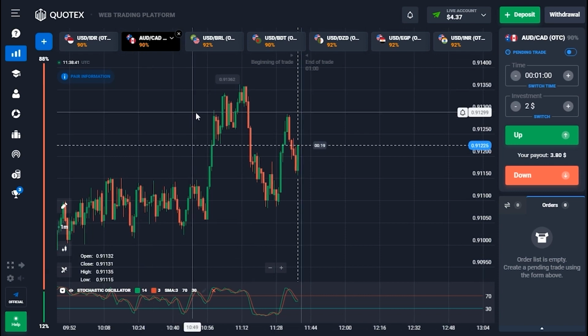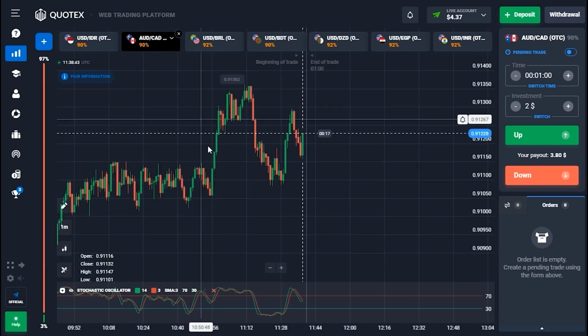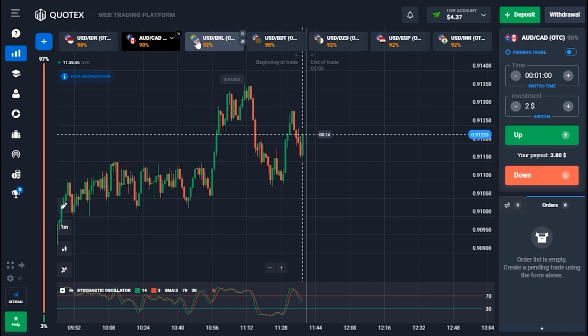Damn, we're a little late. The price had already gone up when it reached the support level. Let's switch to another currency pair.